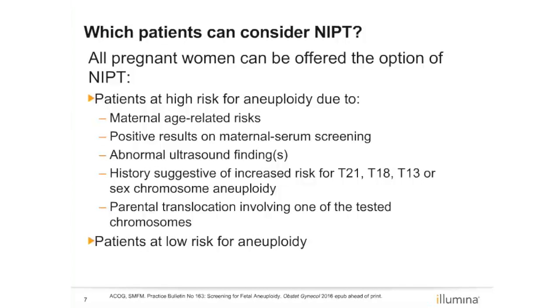Based on the societal guidelines we just reviewed, aneuploidy screening, including cell-free DNA screening, or NIPT, should be made available to all patients regardless of their baseline risk. When we think about patients who may be at increased aneuploidy risk, that includes those with one or more of the following factors: maternal age-related risk, positive serum screening from either a first or second trimester screen, abnormal ultrasound findings, including both major and minor findings, a history suggestive of trisomy 21, trisomy 18, trisomy 13, or a sex chromosome aneuploidy, which may be related to a previous miscarriage or birth of an affected child. And lastly, a couple where one parent is a carrier of a balanced translocation involving one of the chromosomes tested. It is important to be aware that recommendations and guidelines may vary among geographical areas.